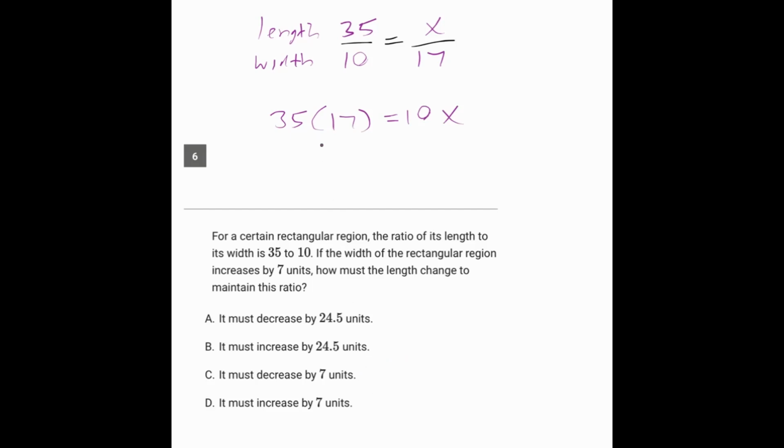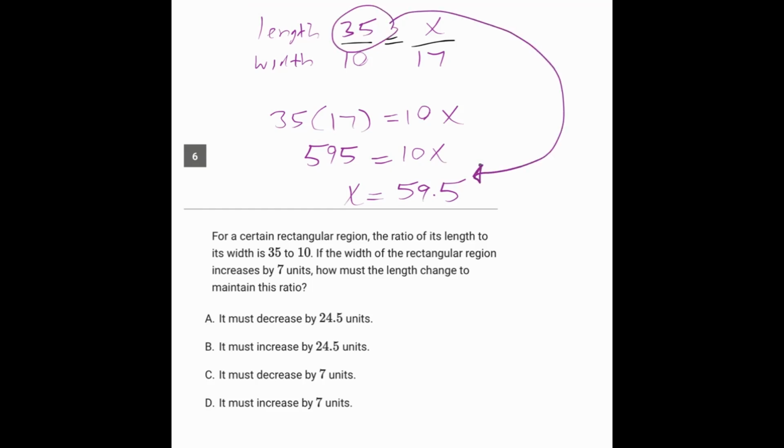Now we get 595 right here. Divide both sides by 10, and you'll get x is 59.5. So what's our answer? How must the length change to maintain that ratio? Well, the length started at 35. It went up to 59.5. Therefore, it increased by 24.5 units.